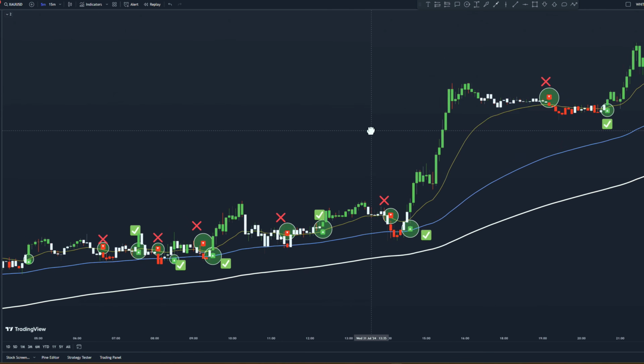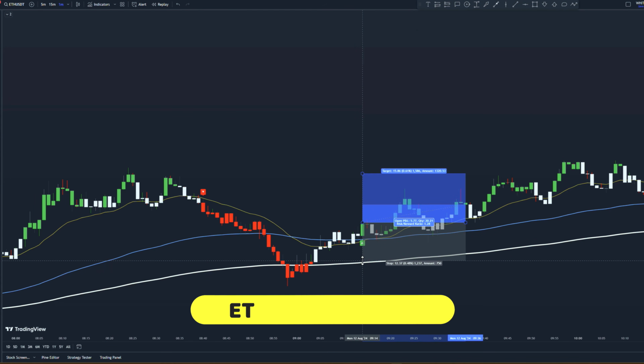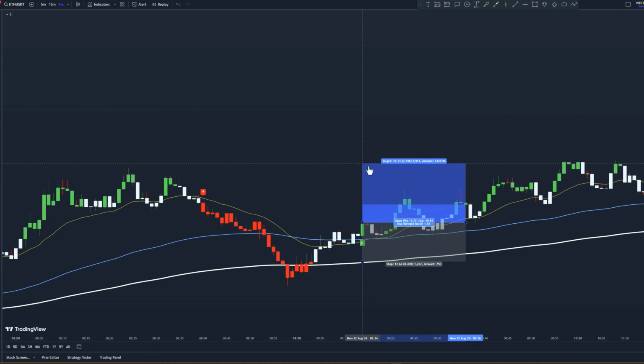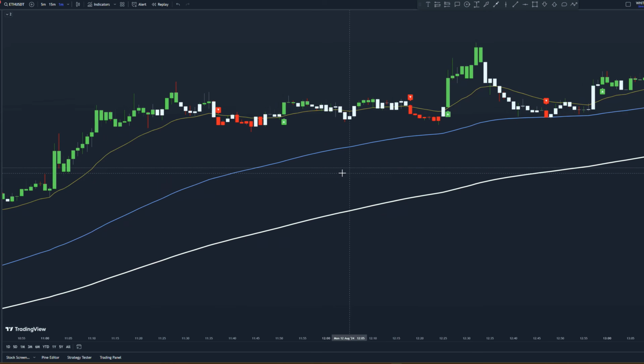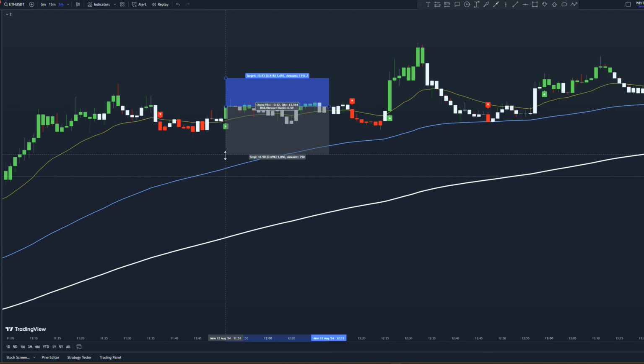Now let's switch gears to the Ethereum 1-minute chart. Here the first signal is a buy signal in a strong uptrend, just what we're looking for. The next signal is a sell signal, but since we're still in an uptrend, we'll filter it out. Then we have another valid buy signal.